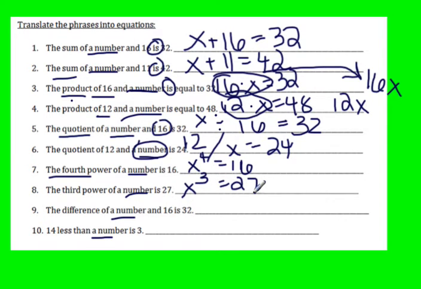Try and challenge yourself a little bit. What times itself 3 times is going to be 27? See if you can figure it out. I'll maybe give you a special treat if you can come up and tell me.